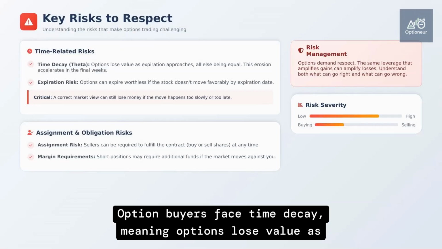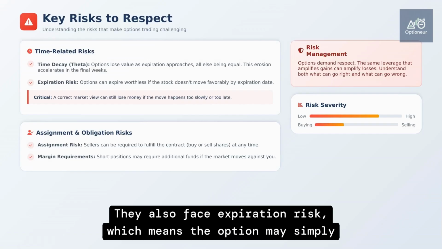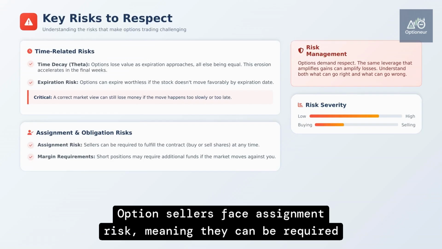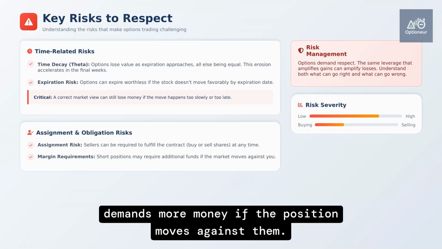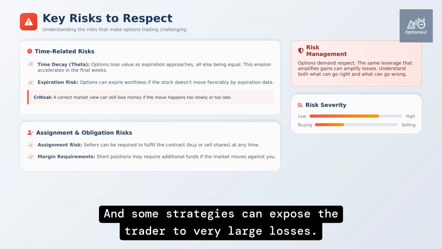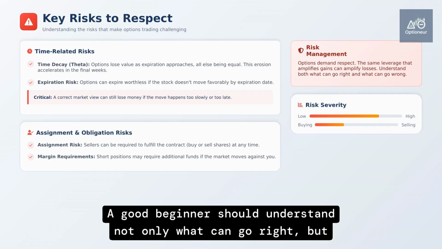Option buyers face time decay, meaning options lose value as expiration gets closer, all else being equal. They also face expiration risk, which means the option may simply expire worthless. Option sellers face assignment risk, meaning they can be required to fulfill the contract. They may also face margin requirements, where the broker demands more money if the position moves against them. And some strategies can expose the trader to very large losses, so options are not automatically dangerous, but they do demand respect. A good beginner should understand not only what can go right, but also what can go wrong.